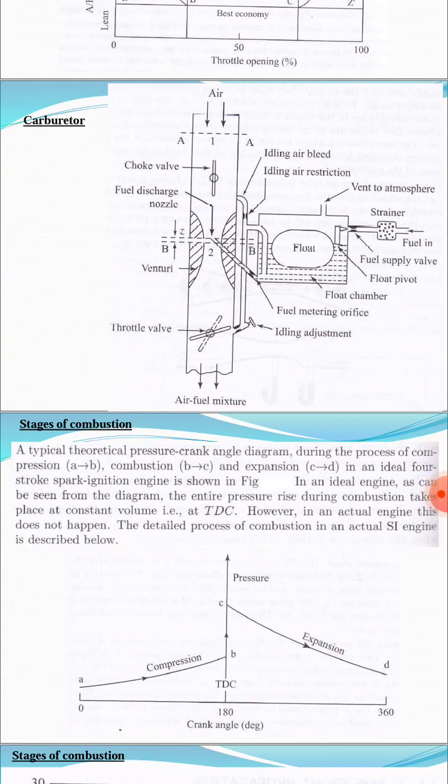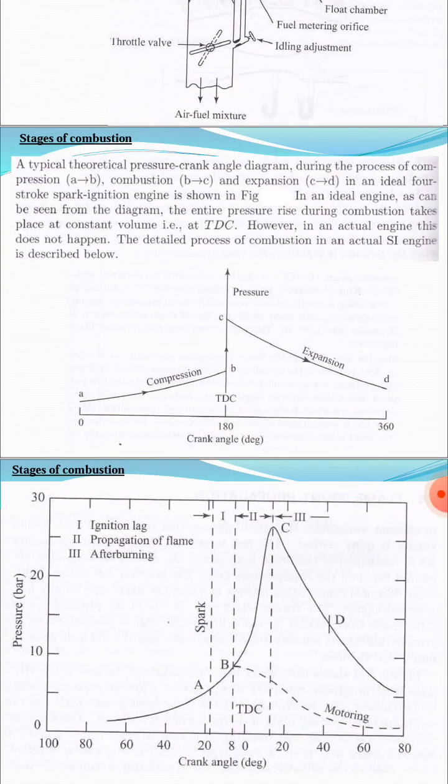There are three stages of combustion. A typical theoretical pressure crank angle diagram during the process of combustion: A to B combustion, B to C, and expansion C to D in an ideal four-stroke spark ignition engine. In an ideal engine, as can be seen from the diagram, the combustion takes place at constant volume, that is at TDC. However, in an actual engine, this does not happen. The detailed process of combustion in an actual SI engine is described below.